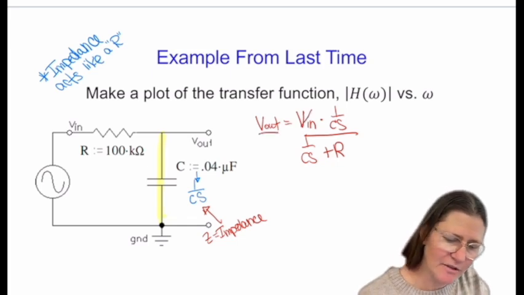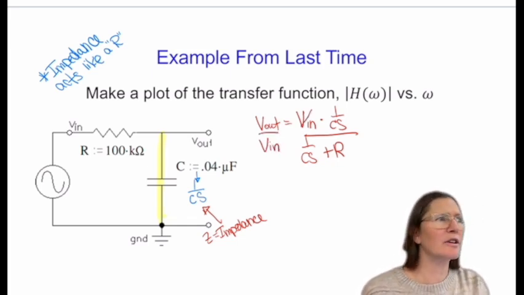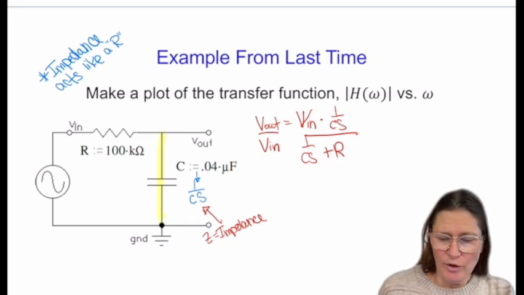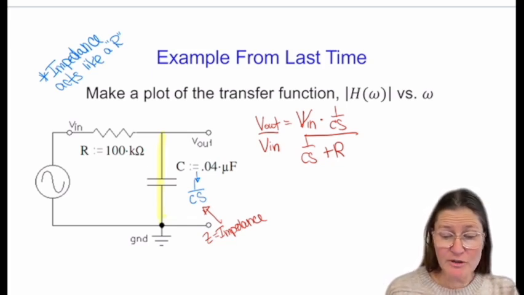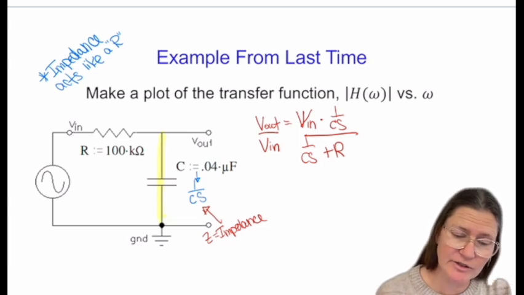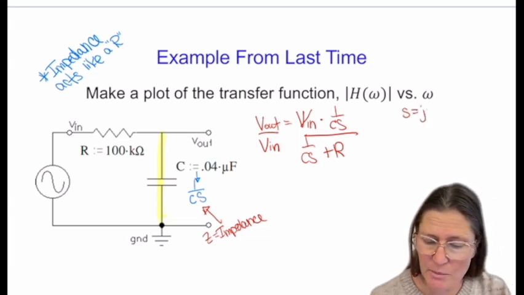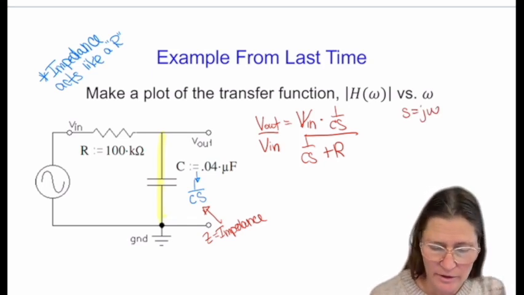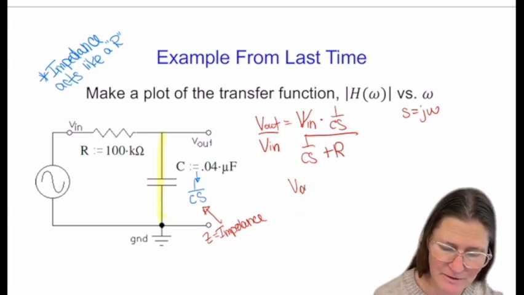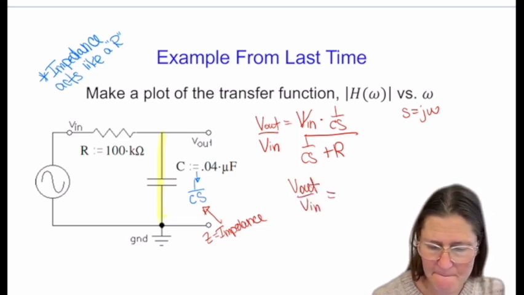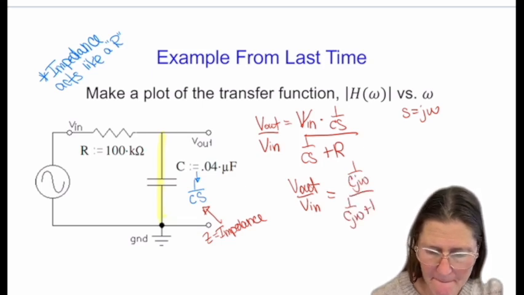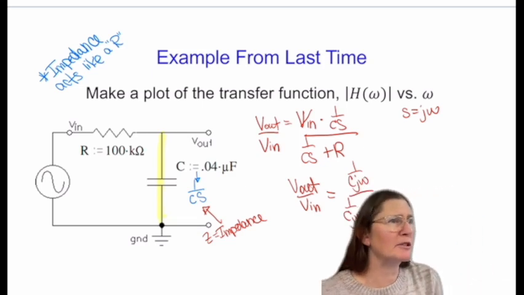And then to get the transfer function, all we do is divide over the Vin portion of it. So this would be our expression for the transfer function. The only thing we need to do to get it in terms of omega is to substitute S is equal to j omega. So then from there, it would be V out over Vin. So this would be our expression.